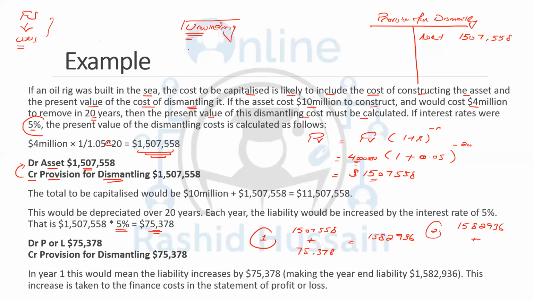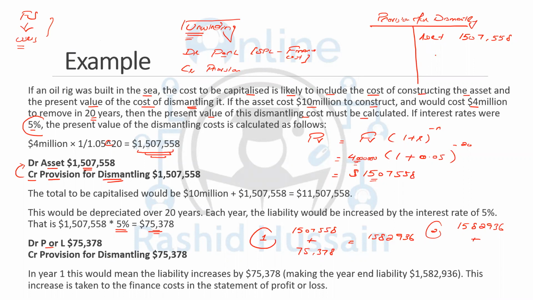Now the double entry to record the unwinding is debit profit or loss. And remember, this is recorded in the statement of profit or loss as a finance cost, interest cost, because this is the same interest rate which you used for the calculation of the present value. Now you are taking it back to its original value. So you debit the profit or loss and credit provision. That provision is increased every year. So by the end of year one, what is going to be the double entry? Debit profit or loss by 75,378 and credit provision for dismantling.